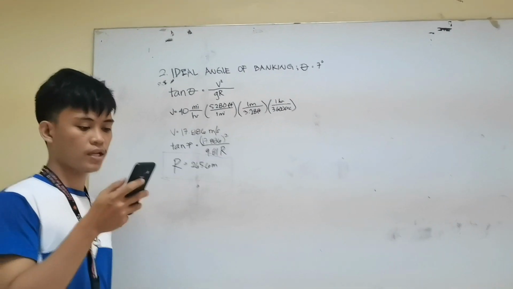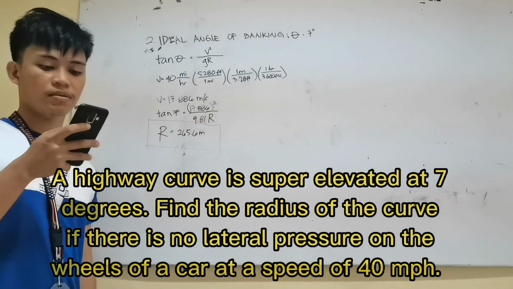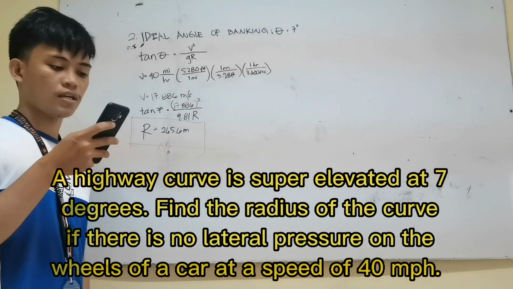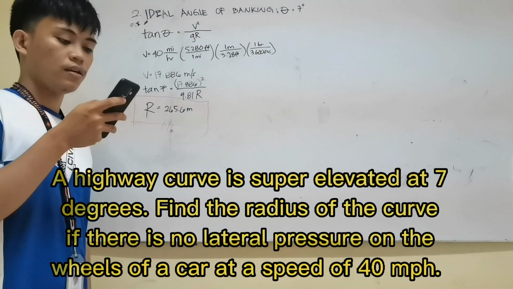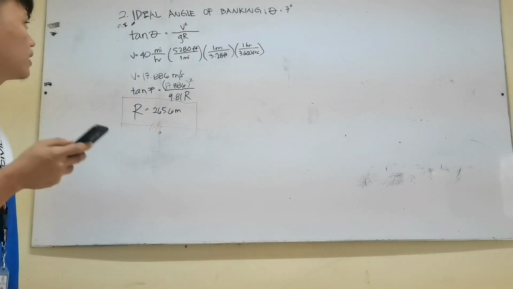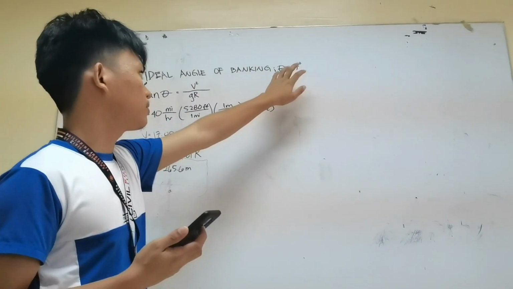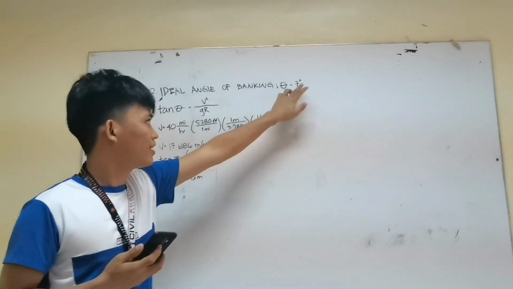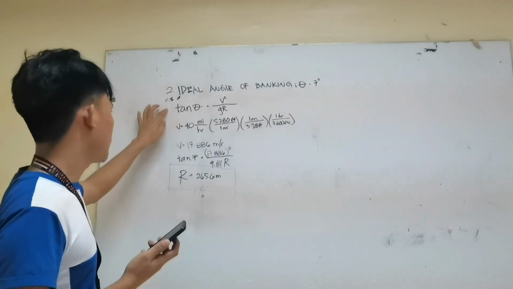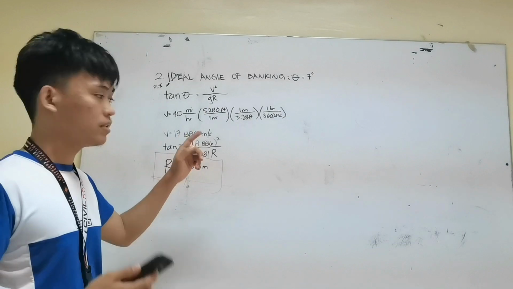Number 2. The given: a highway curve is superelevated at 7 degrees. Find the radius of the curve if there is no lateral pressure on the wheels of a car at a speed of 40 miles per hour. Our ideal angle of banking is theta of 7 degrees. The formula is tan theta equals V squared over G times R.